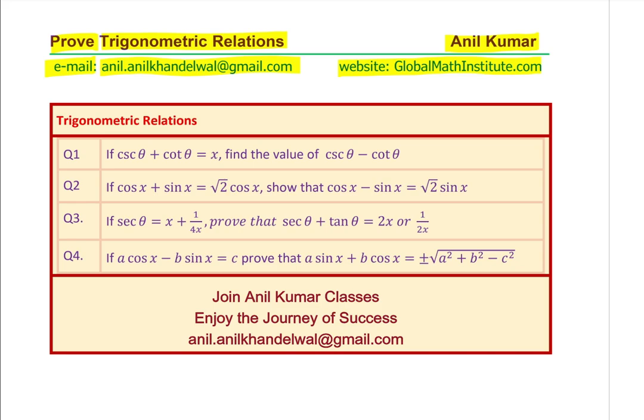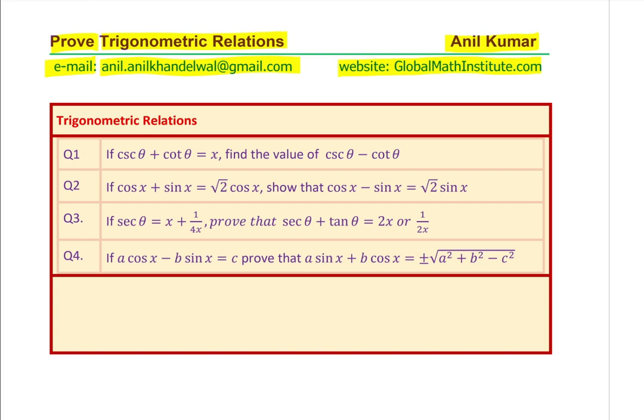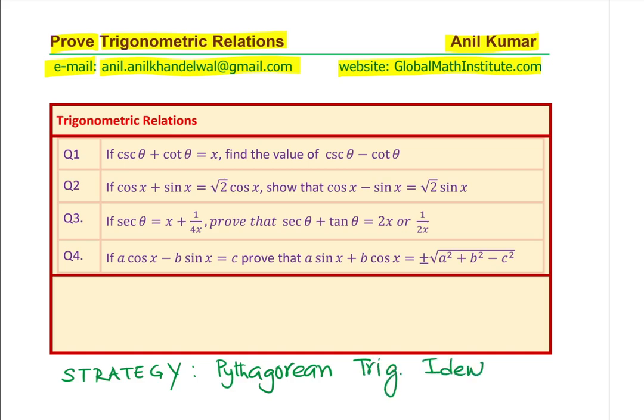So, try these questions and then look into my suggestions. What is the strategy which we are going to follow? Let's look into this strategy first. All the above questions can be solved by Pythagorean identities. I hope you remember them.